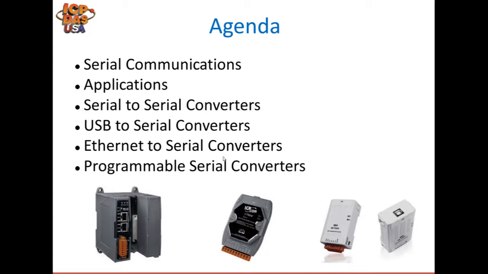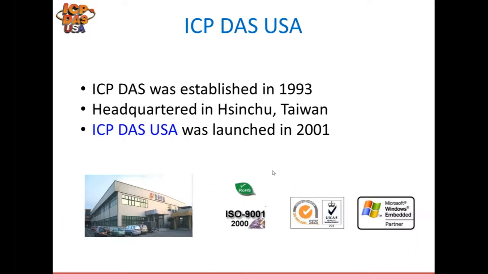ICP DAS was established in 1993. Our headquarters is in Hsinchu, Taiwan, and ICP DAS USA was launched in 2001 to support North and South America. We're ISO 9001, and we're also a Windows Embedded partner.